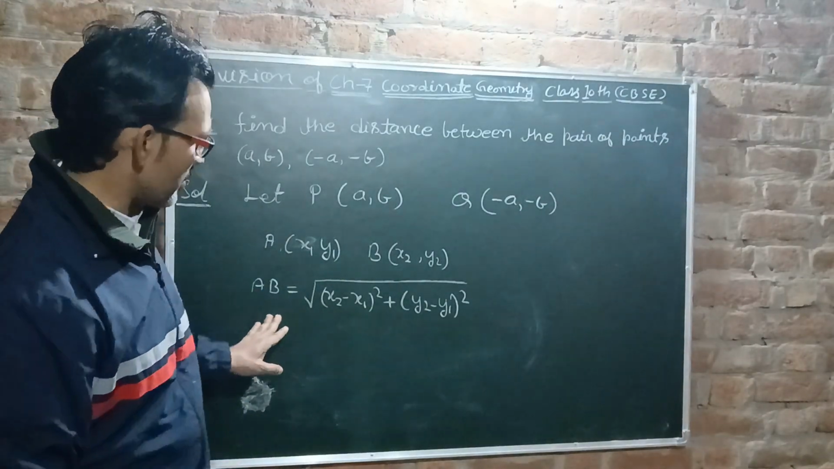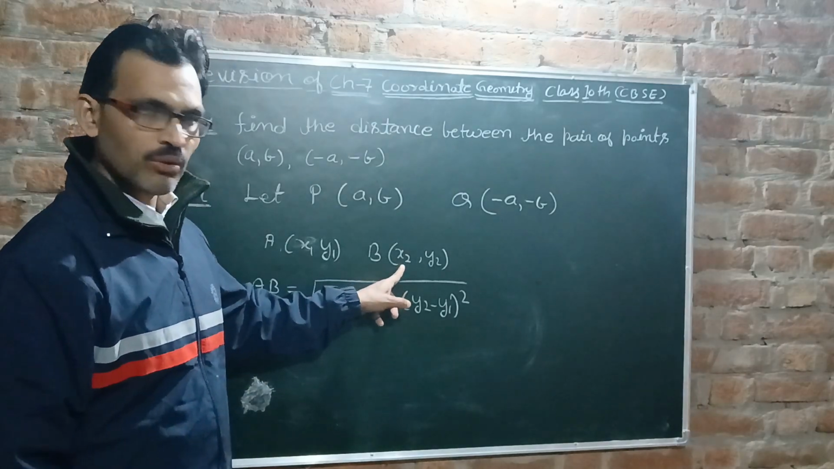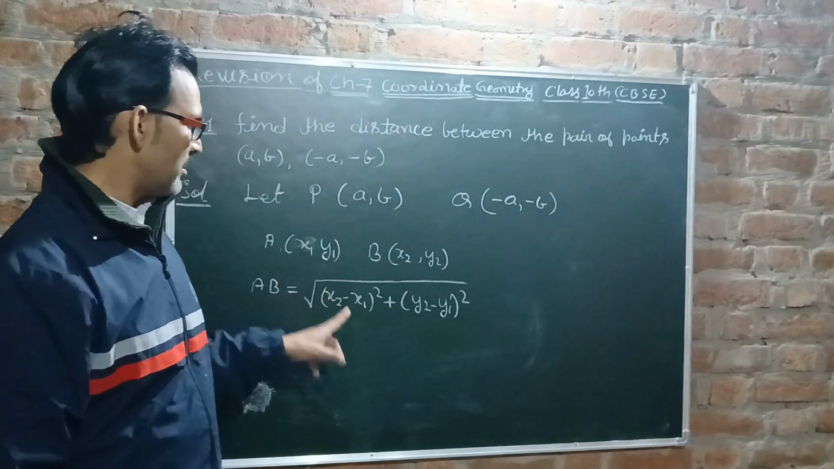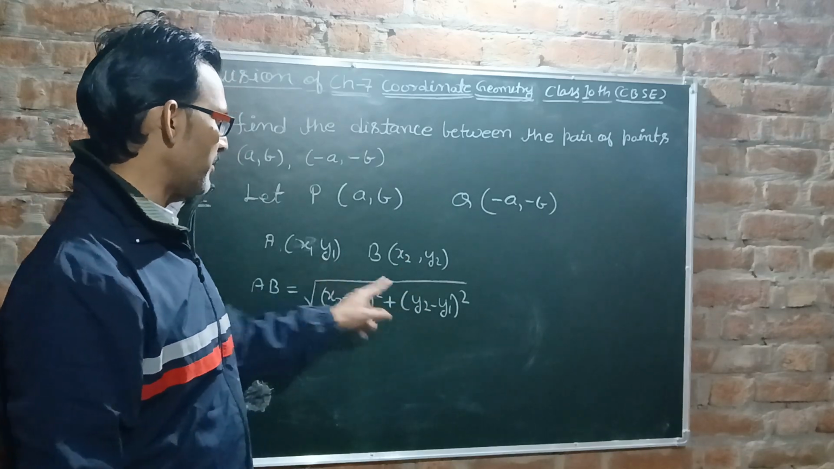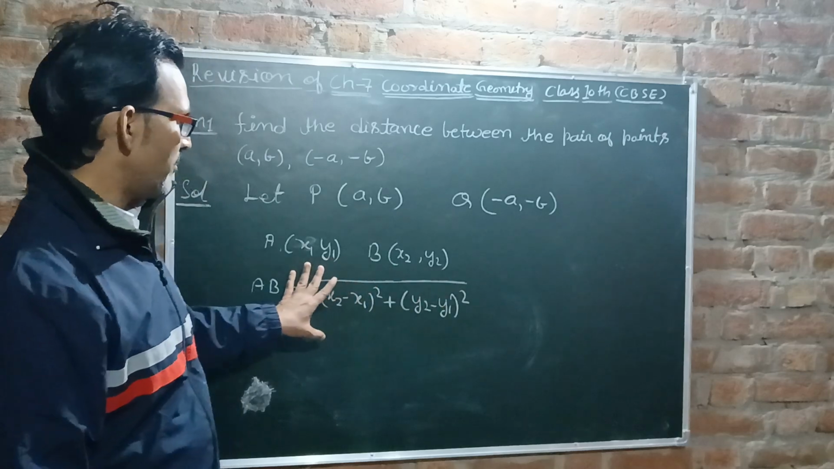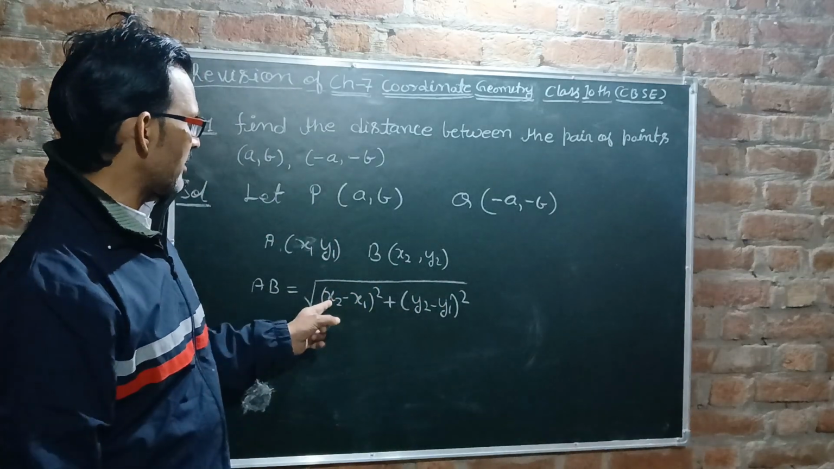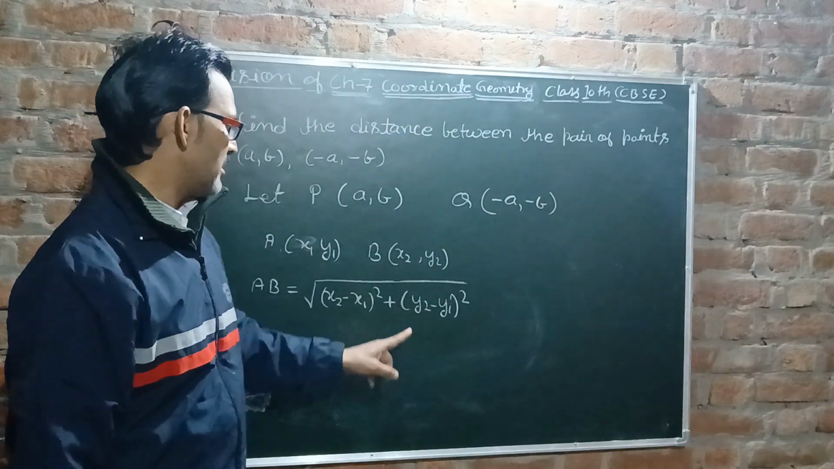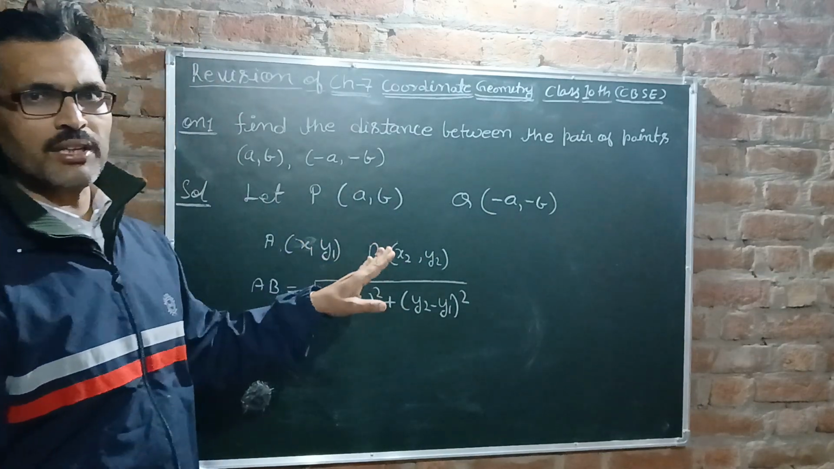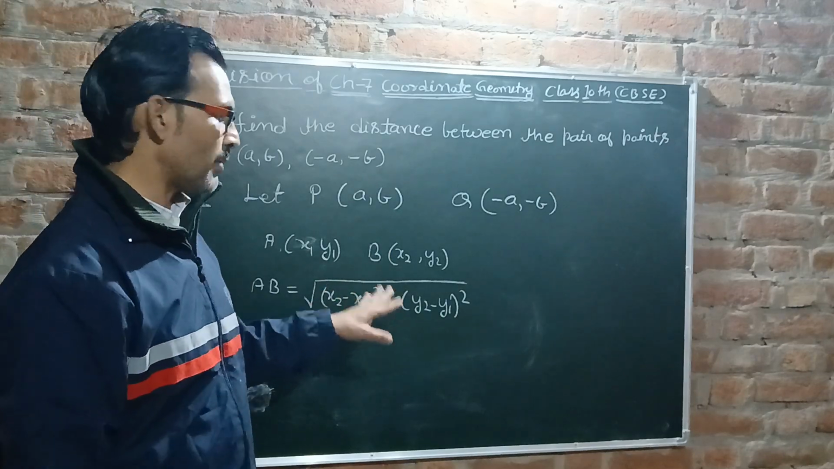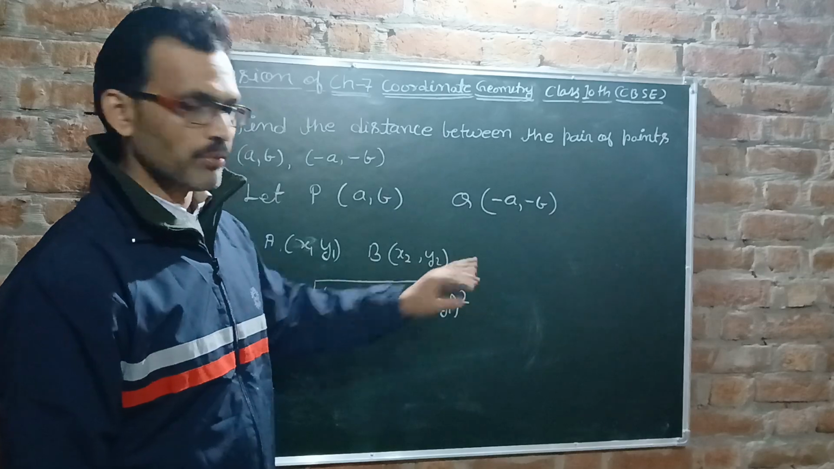So you learn this formula, that is x2 minus x1. It means this coordinate minus this first one, whole square, plus (y2 minus y1) whole square. We put our values here, where our x2 is minus a, and x1 is this. The coordinates of the first point are x1, y1, and the coordinates of the second point are x2, y2.